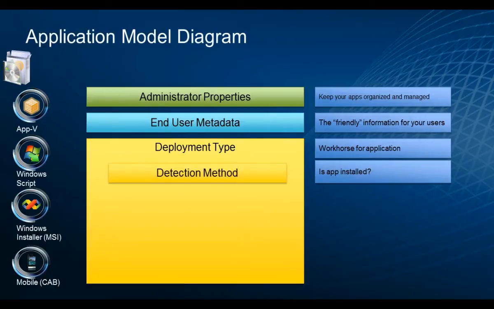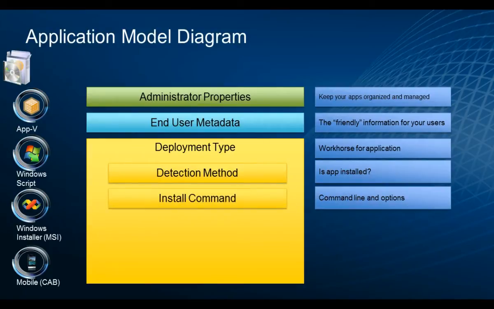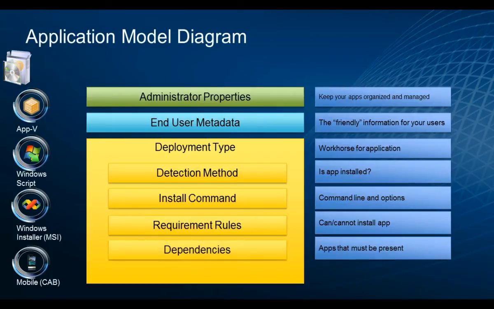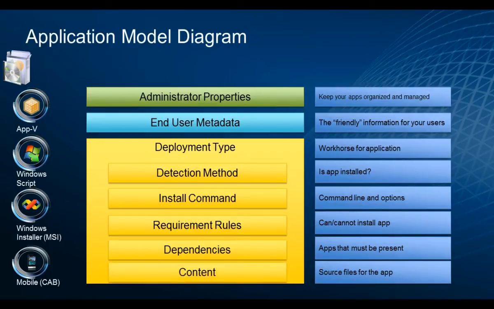And a deployment type is made up of some different criteria. Detection method: is the app installed? An install command: command line and options. Requirement rules: can the app be installed or not? Dependencies: the apps that must be present or not, or other dependencies or other applications that must be there for the application to run, as well as content, the source files for the application, the actual setup exe, etc.